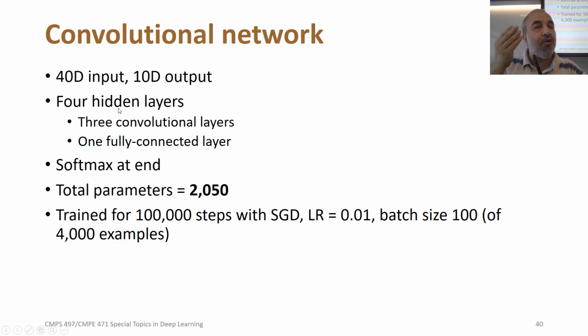The structure of the network has 4 hidden layers. 3 of them are convolutional layers, and the 4th is a fully connected layer. Can we do that? Yes, of course. It's just mathematical functions, so you can stack whatever layers you want. You'll see how the structure looks now. The total number of parameters for this network is 2050. That network was trained for 100,000 steps with SGD, stochastic gradient descent, with a given learning rate, and a batch size of 100. The total number of training examples in this case was 4,000.